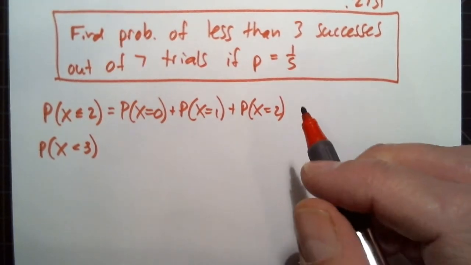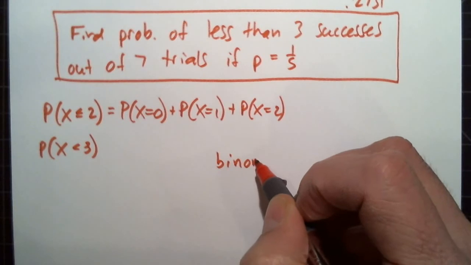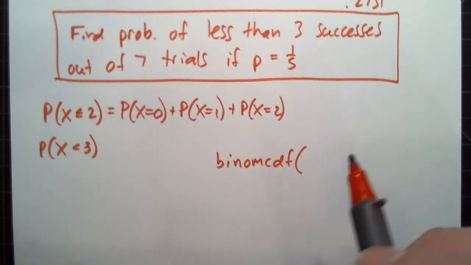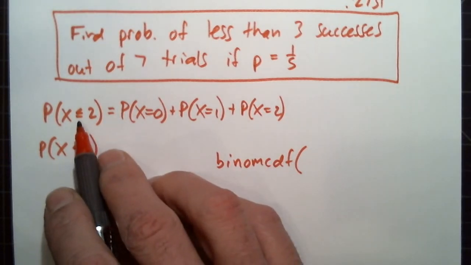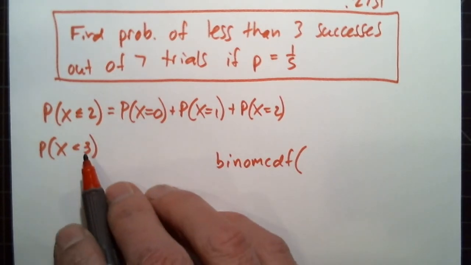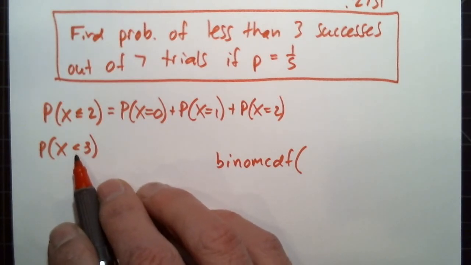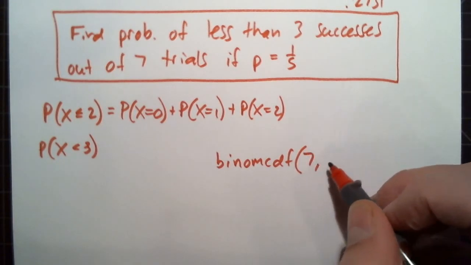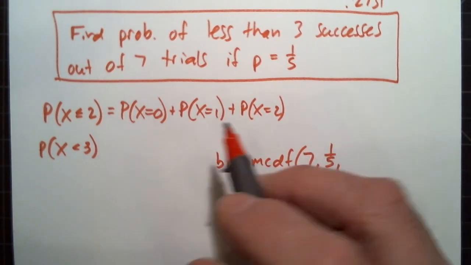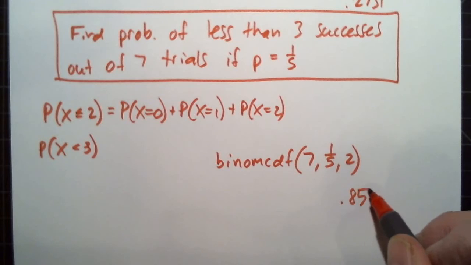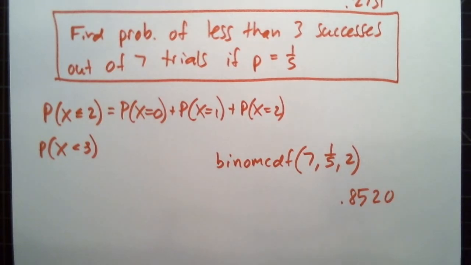But on the calculator, we'll use binom CDF. And for CDF, we have to have that symbol less than or equal to. That's what this is programmed to use. So if I put a 3 in, it would be incorrect because it's less than 3. We need less than or equal to. So binom CDF, it'll follow the same notation where we have n, p, and x is 2. So it does all the calculations, and we would get that.